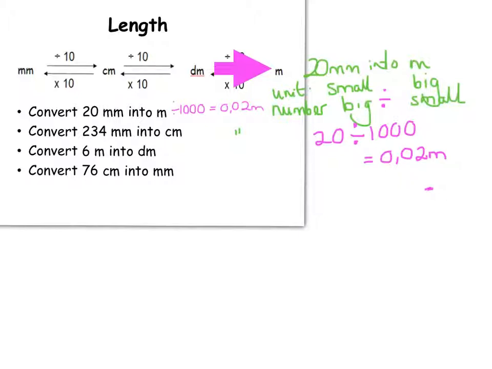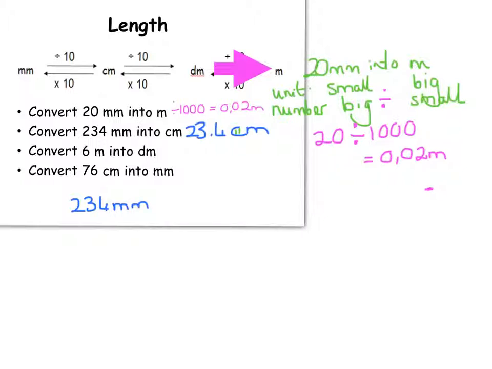We've got 234 millimeters into centimeters. Millimeters into centimeters means I divide by 10, so I'm going to land up with, as we should expect, 23,4 centimeters. So that makes sense, no problem. Now let's use this method.